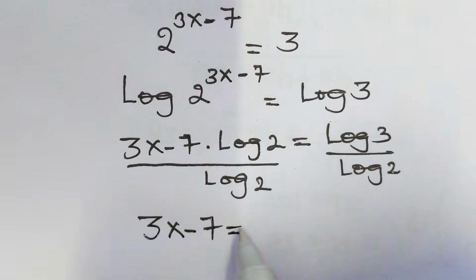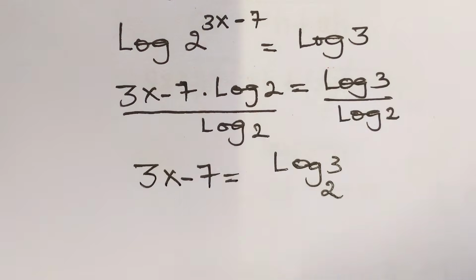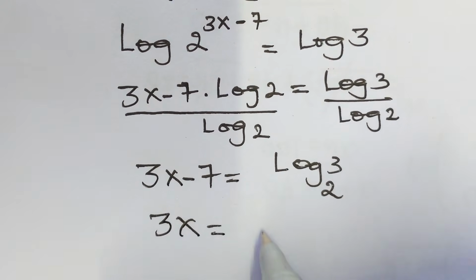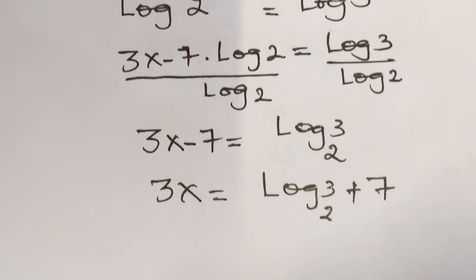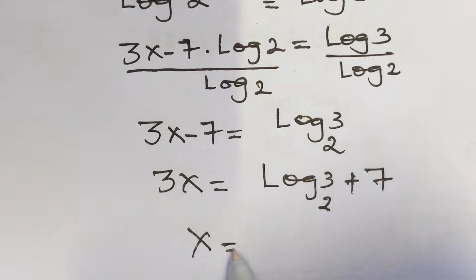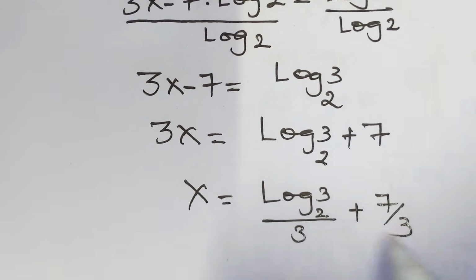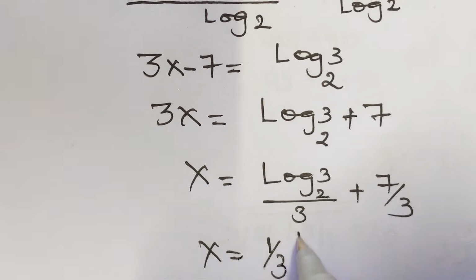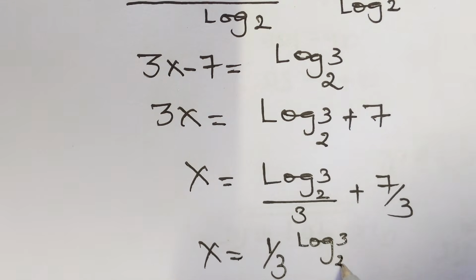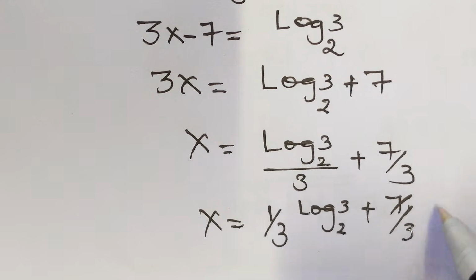To get 3x minus 7 equals logarithm of 3 to the base 2, and of course 3x will be logarithm of 3 to the base 2 plus 7. At this stage x will be logarithm of 3 to the base 2 over 3 plus 7 over 3, and the final answer is x equals 1 over 3 logarithm of 3 to the base 2 plus 7 over 3.